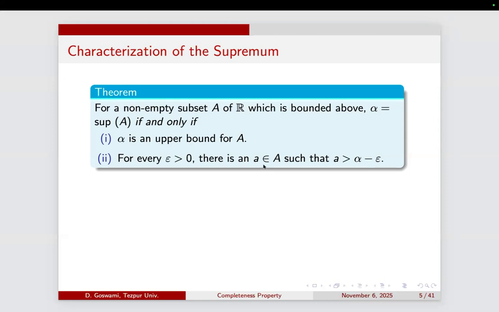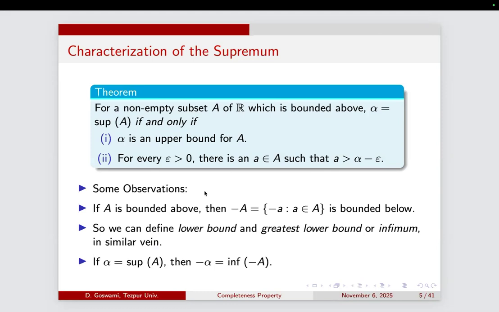Also, anything less than that supremum, alpha minus epsilon, is less than alpha. So that means it's no longer an upper bound. So there must exist an element A which is strictly greater than this. We'll keep this in mind that whenever alpha is the supremum, alpha minus epsilon is not an upper bound for every epsilon, and so we'll find an element A greater than alpha minus epsilon. Okay, this will be useful.